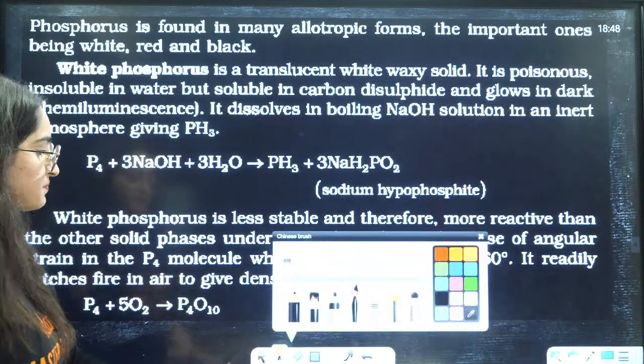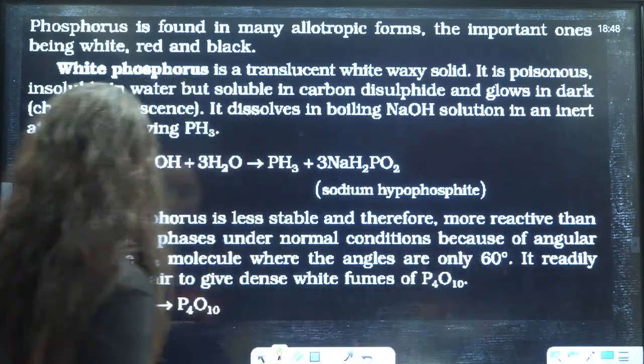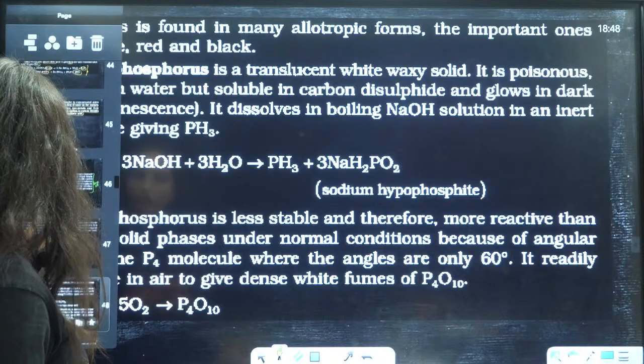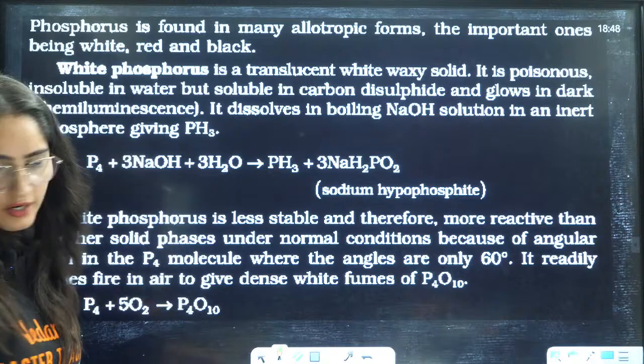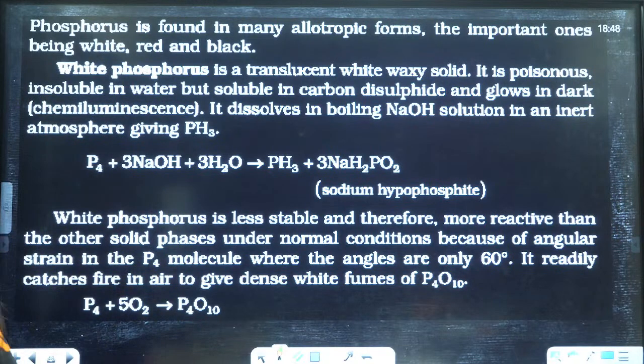Okay, guys. Now let us talk about phosphorus here. Okay. Shall we talk about phosphorus? Everybody, shall we talk about phosphorus? What do you want me to explain again?